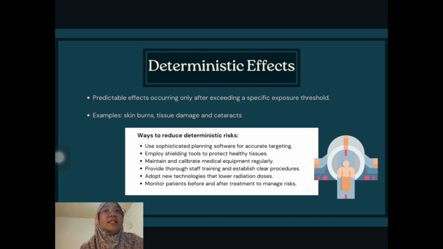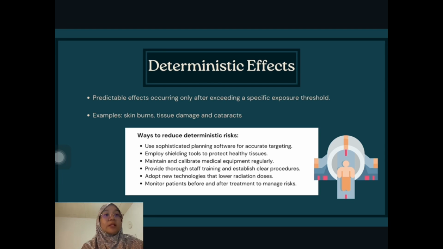So how can we actually minimize this risk? There are several ways. We can use sophisticated planning software, which nowadays is very advanced because it will measure the radiation very precisely. Next is to employ shielding tools to protect healthy tissues. There are parts of our body that are really fragile that we need to shield so that they don't get exposed to the radiation, and also to maintain and calibrate medical equipment very regularly.